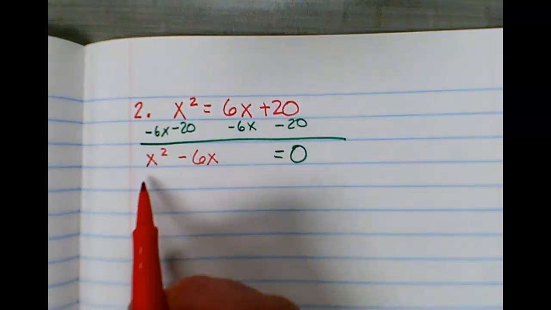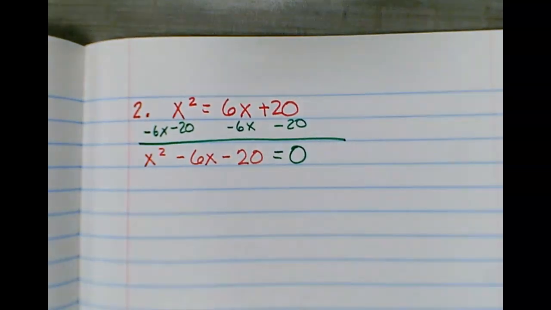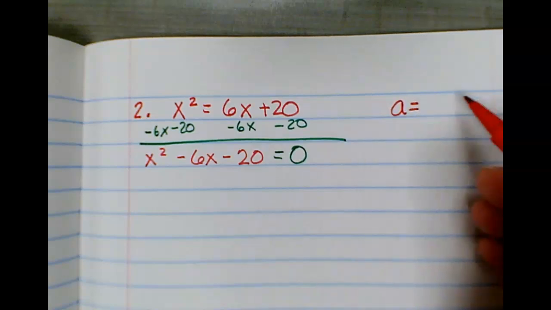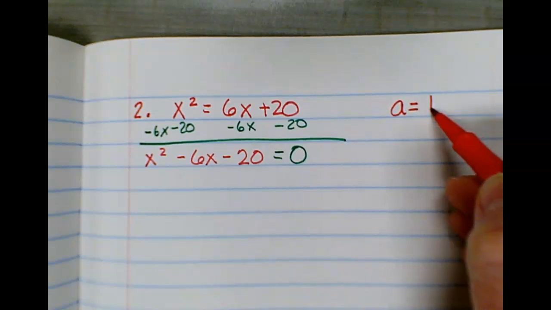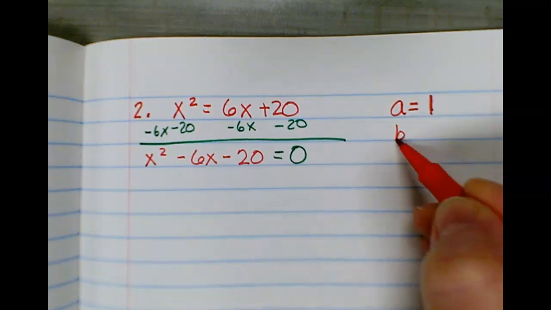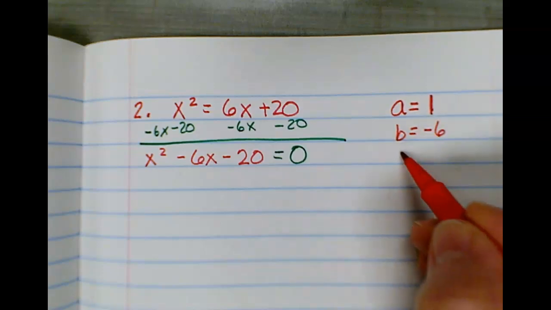I don't want the a to be negative. Yes, it will make my other terms negative, but I just can't get around that. So what is my a? The a is just the 1. What's the b? And the c?